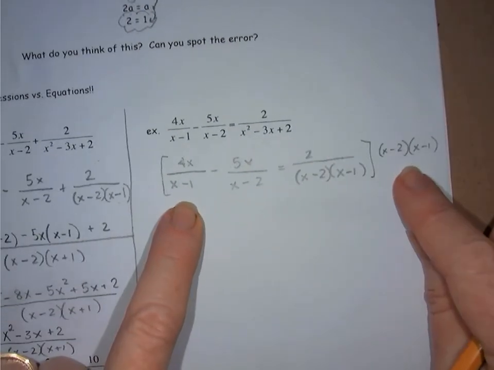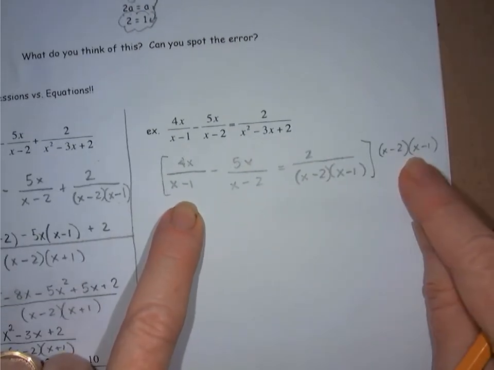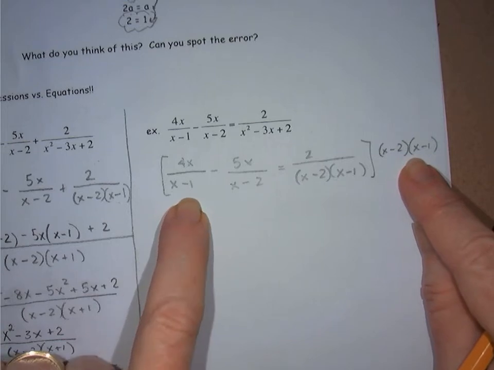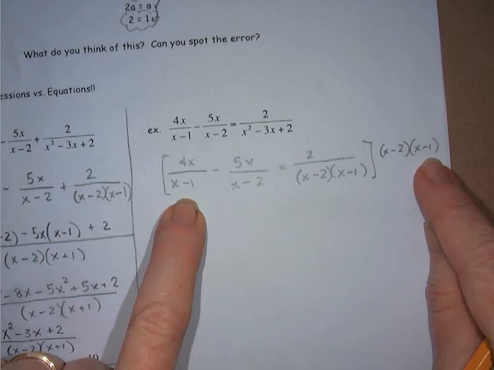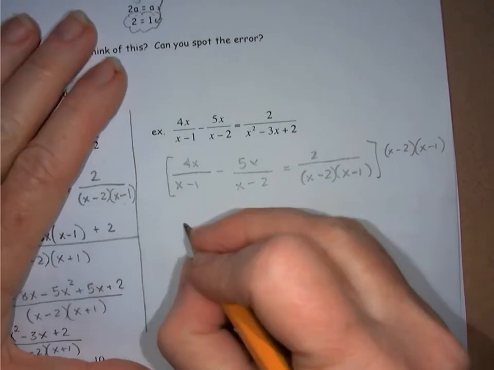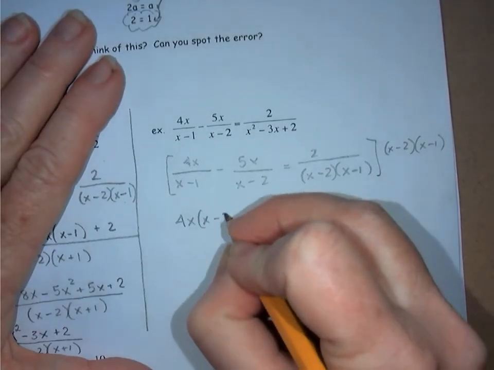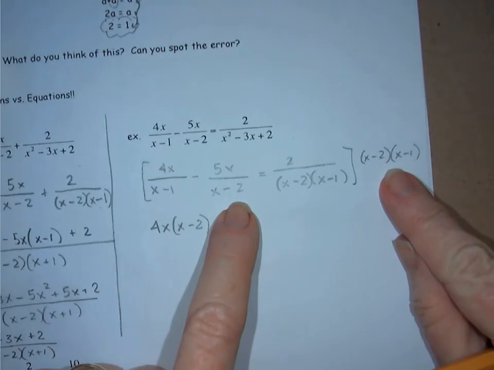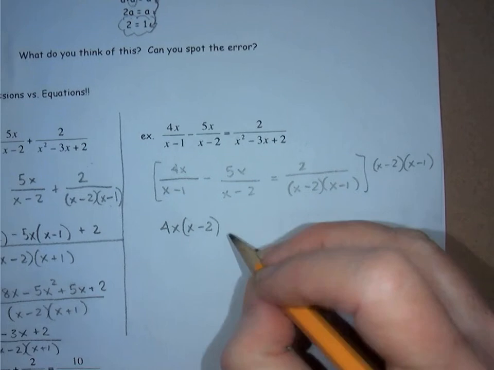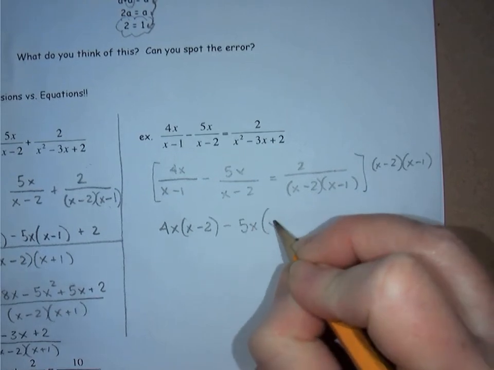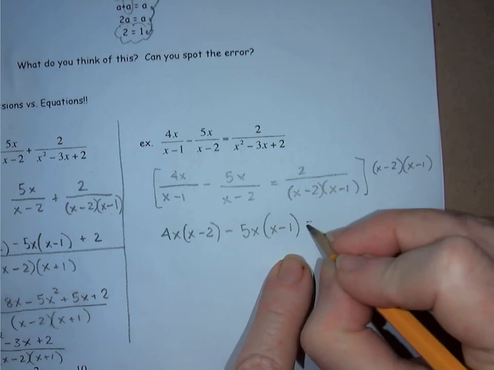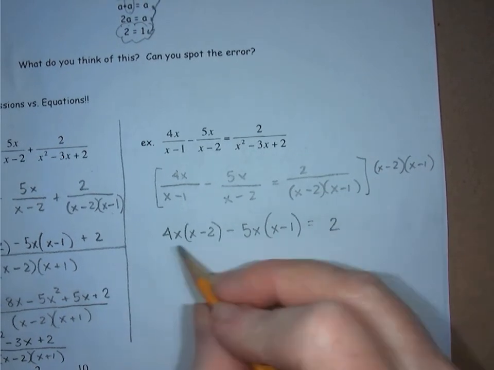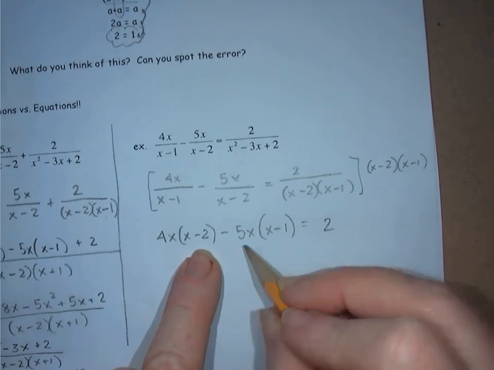So when I multiply x minus 2, x minus 1 by this first fraction, I know my x minus 1s are going to cancel. So what I'll be left with is 4x times x minus 2. When I multiply these two together, I know I'm going to be canceling the x minus 2's, so I'll be left with minus 5x times x minus 1, and for these fractions, the entire denominator will cancel, leaving me just with 2. And I always leave things in parentheses and worry about distributing later.